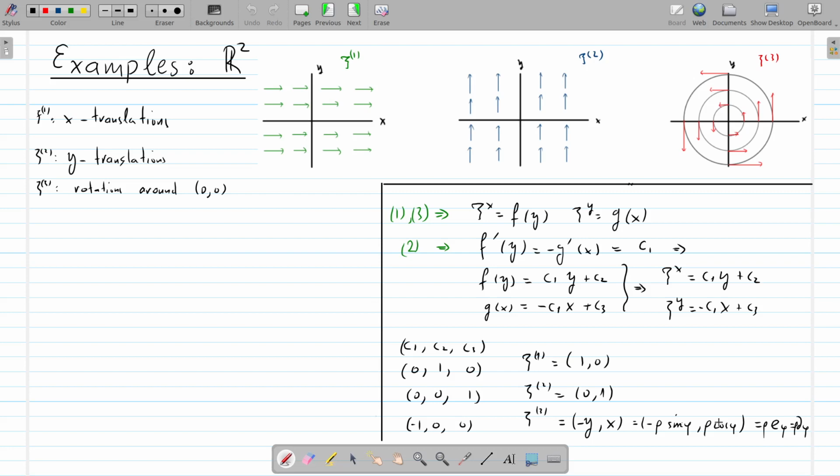So let's look at those solutions pictorially. Xi1 is the vector that points in the x direction and is the generator of translations in the direction of the x-axis. Similarly, xi2 is the generator of the translations in the direction of the y-axis, whereas xi3 is the generator of rotations around the origin.